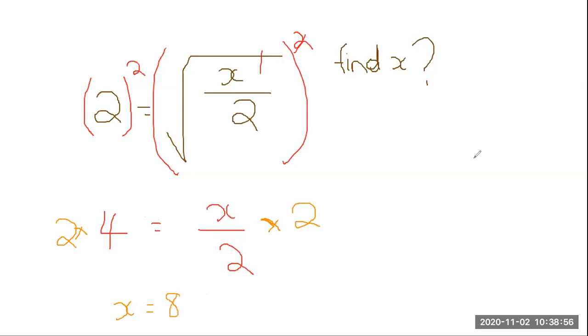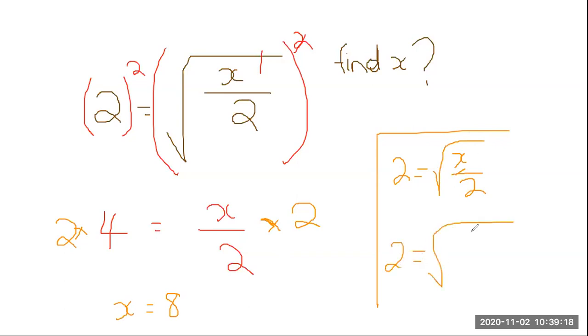So if I go back, let's check our answer. My original question was 2 equals square root of x over 2, right? And I just found that x is equal to 8. So let's put 8 where x is. 2 is equal to the square root of 8 over 2. 8 over 2 is 4, right? So the square root of 4 is 2. So I know that my answer is right.